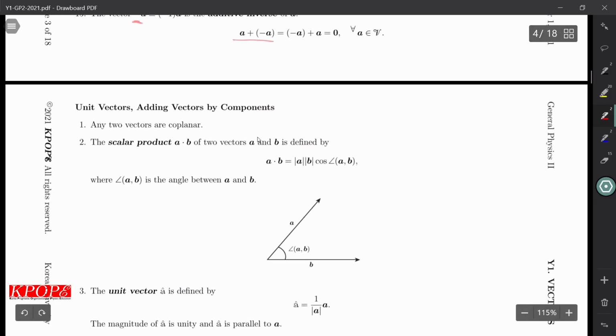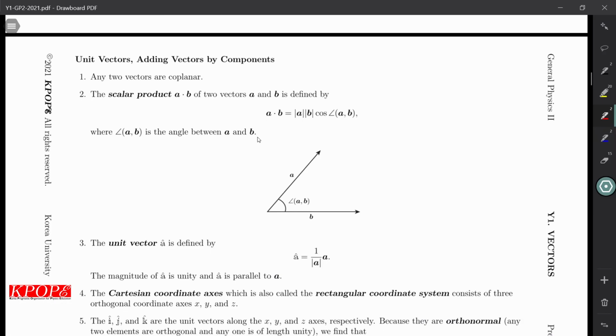If you study vectors, we not only add or subtract or multiply scalar numbers, but also we multiply two vectors. There are two kinds of vector multiplication. The first one is the scalar product. The scalar product is the product of two vectors whose result is a scalar. Let's see. A dot B of two vectors, the scalar product, is defined by the product of the magnitudes of the two vectors multiplied by cosine theta. This theta is the angle between the two vectors.